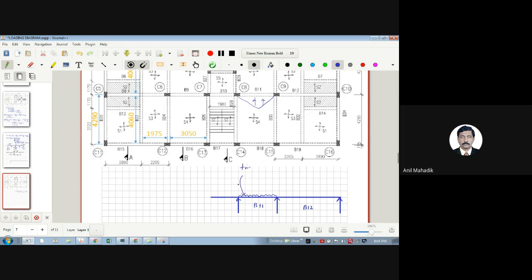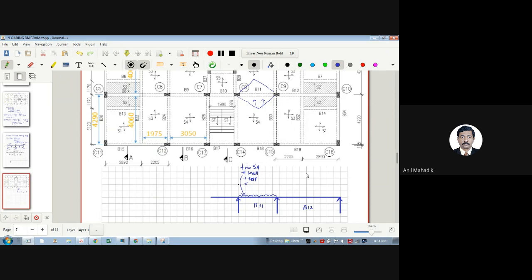So what will be on B11? Triangular load of S4, both S4, from here and here, plus what else on beam 11? Wall load, plus what else? Self weight. So you can calculate as per the similar procedure.